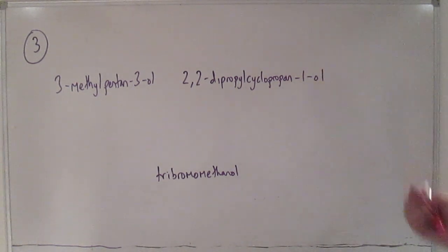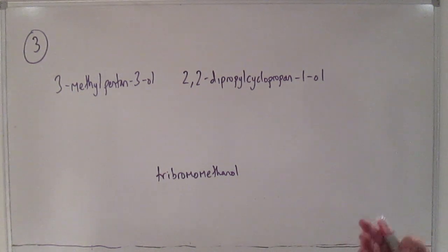In question 3, we're going the other way round. We're given the names and we have to draw the structures. Now it just says draw structures, it doesn't specify the format, it doesn't say they have to be displayed or skeletal or whatever, but I would always suggest, given the choice, skeletal is the way to go because it's quickest, clearest, most straightforward.